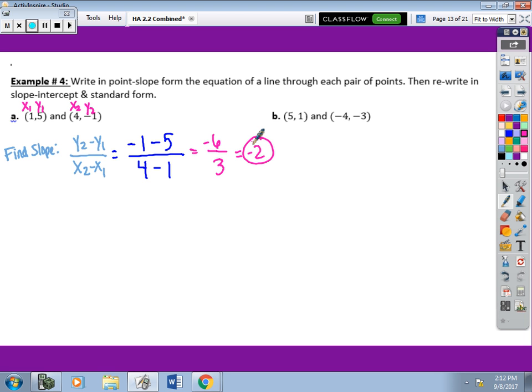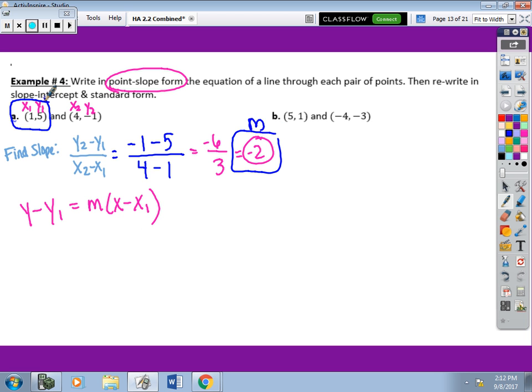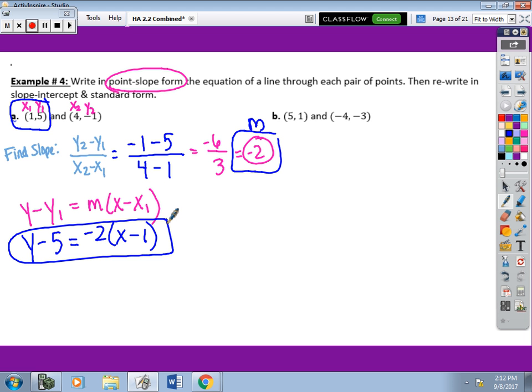All right, now we are going to put it in point-slope form. Does it matter which point I pick? No, you can pick either one, but most students like to pick point 1, because you already labeled it x1, y1. So we'll sub in y minus 5 equals negative 2 times (x minus 1). So that's actually one of my answers because they wanted it in point-slope form.